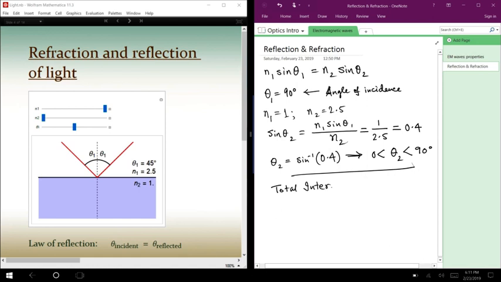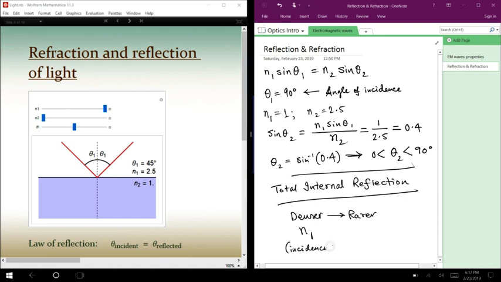Okay, so total internal reflection can only happen when a ray of light is incident from a denser to a rarer medium. So this is very important, denser to rarer medium. And what does denser and rarer mean? Well, n1, which is the refractive index of the incidence medium, has to be larger than n2, which is the refractive index of the refracted medium. Okay, so if that condition is satisfied, then there are situations where total internal reflection can happen.